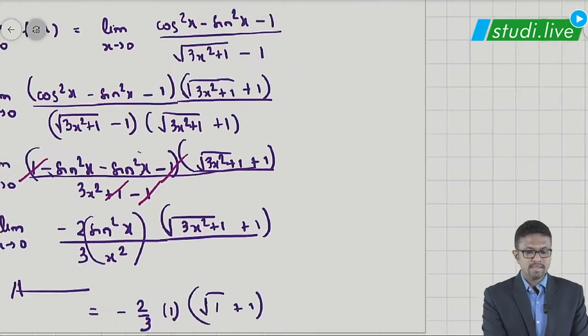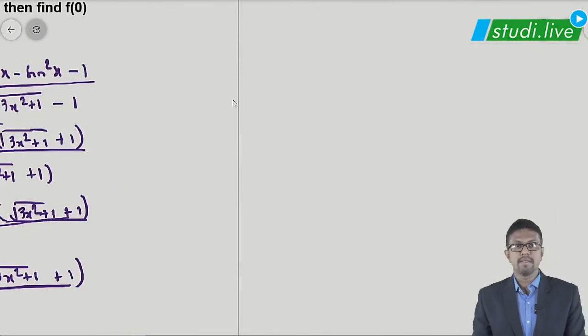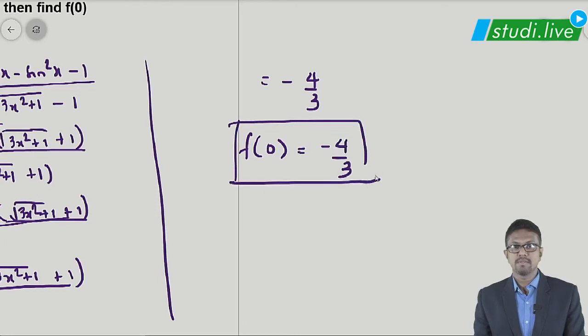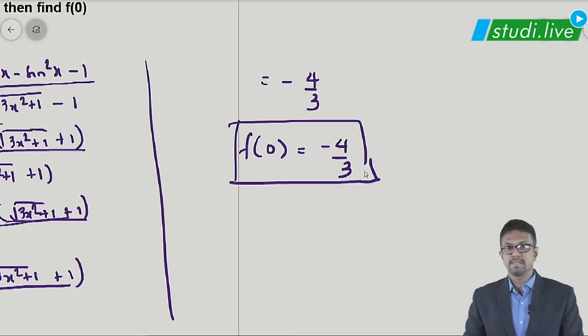So the final answer that we get for the limit is minus 4 by 3. So what is this value? This is the value of f of 0 also. Since the function was continuous at x equal to 0, the limit was equal to the function value, and the limit value we got was minus 4 by 3. So that is f of 0 as well.